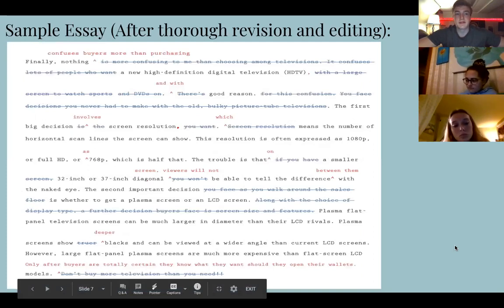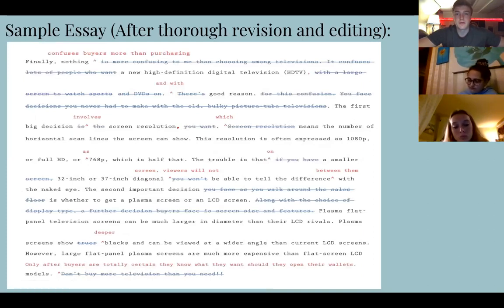And here's that same essay again after thorough revision and editing. Notice run-on sentences becoming shorter or eliminated, addition of better adjectives, and the elimination of improper sentences.